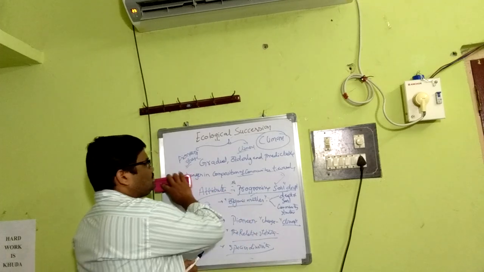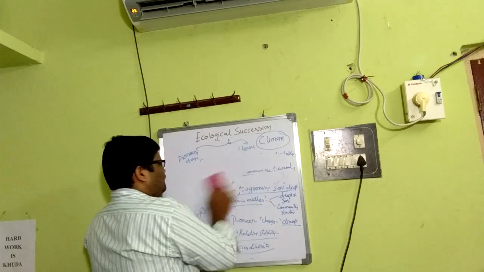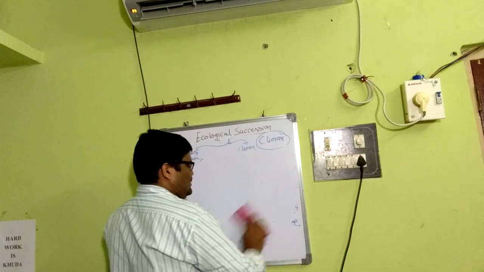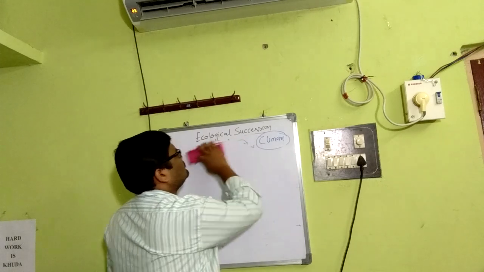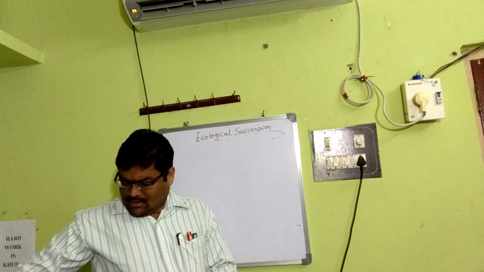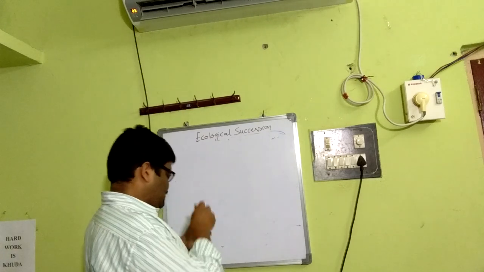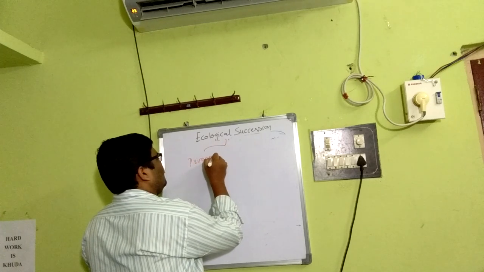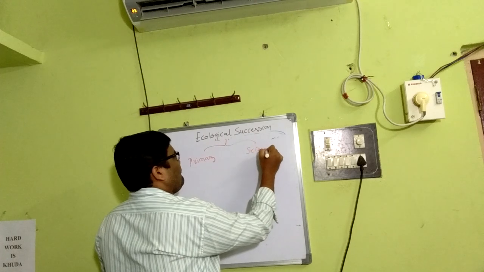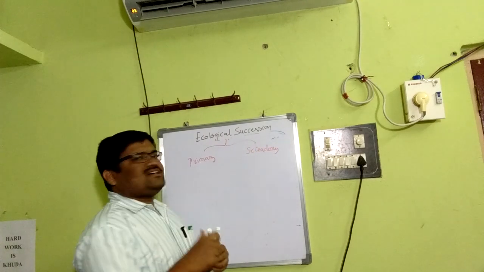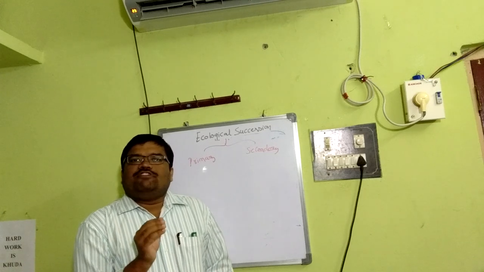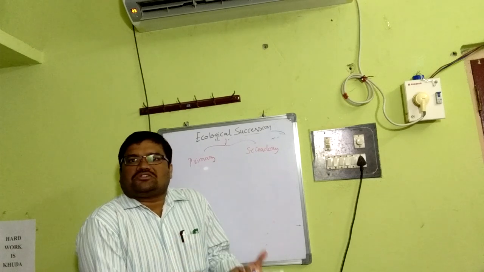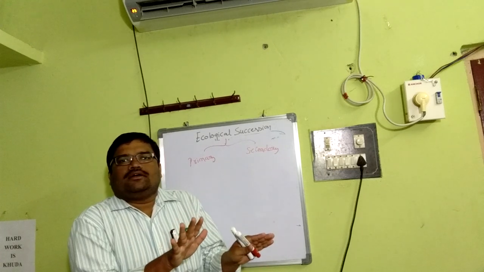Then the types, you know, primary and secondary, the most important ecological succession types. Primary succession means succession begins in an area which has not been previously occupied by any other community. So it's like an exclusively new succession. Previously there are no communities.